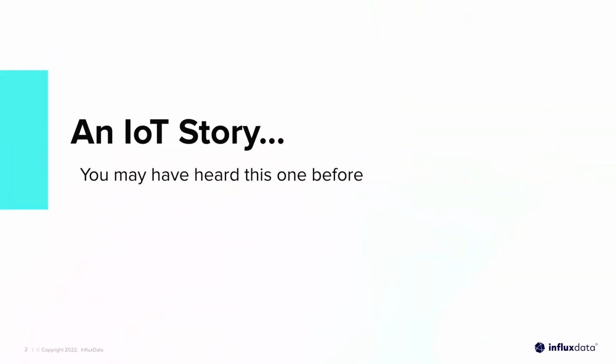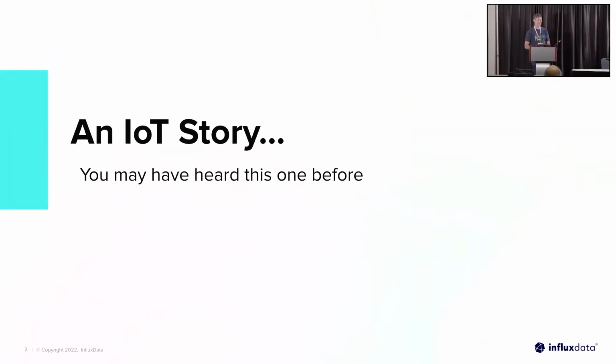But first, I'm going to start with an IoT story. And anybody who's been involved with IoT, industrial or otherwise, this will probably be a familiar story to you. But an IoT story always starts out with some kind of a device somewhere. You've got a sensor attached to some kind of equipment that is producing some kind of output. And you want to get that output to your end user, whether it's a person or an application or a system.